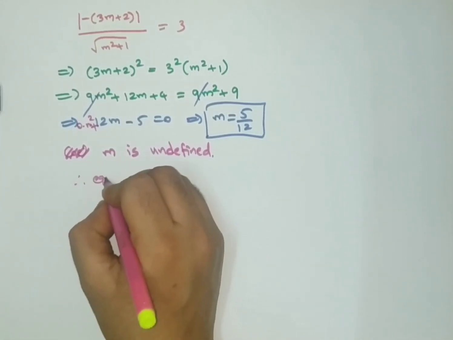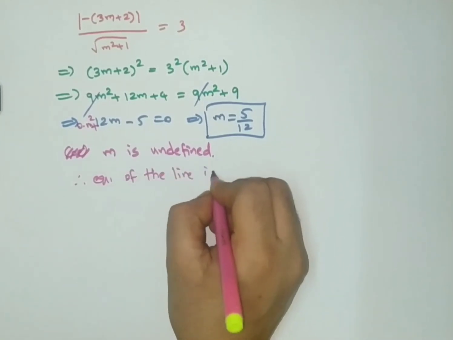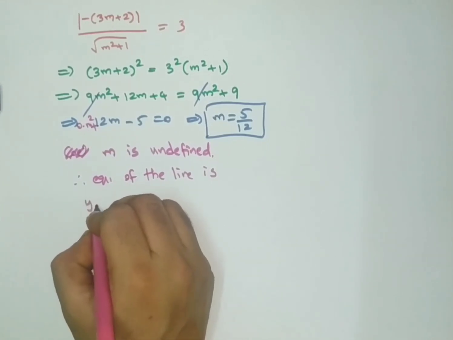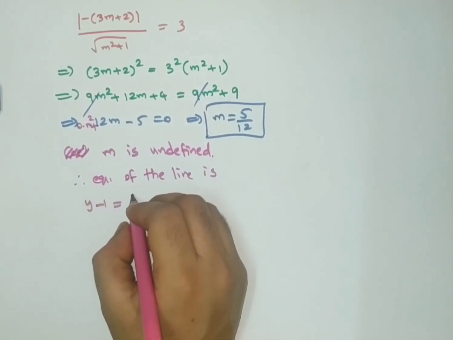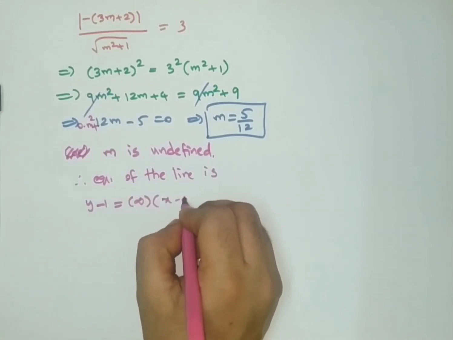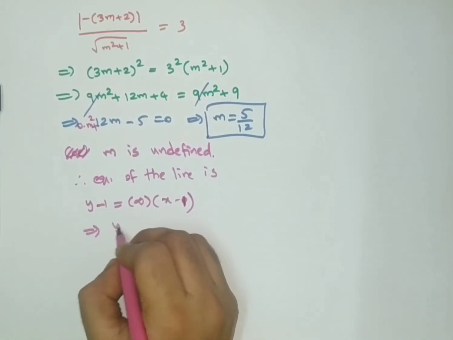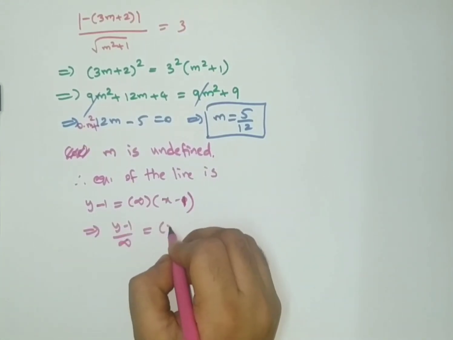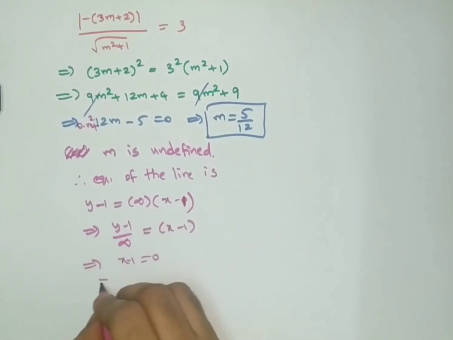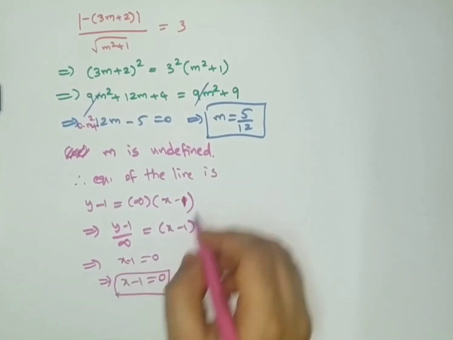Therefore, the equation of the line is y minus 1 is equal to slope undefined into x minus 1. So how to write this? It is clearly y minus 1 by infinity is equal to x minus 1, so x minus 1 is equal to 0. x minus 1 equal to 0 is the required line equation.